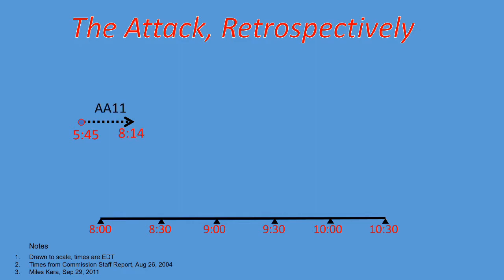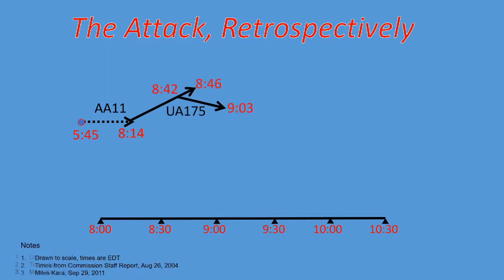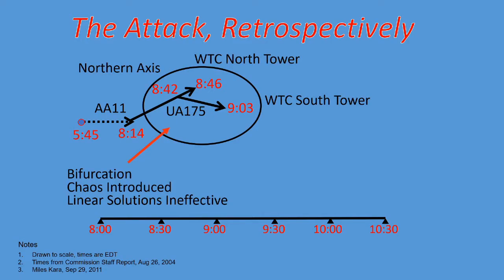The first indication came at Boston Center when it lost communication with American 11 as shown. The situation escalated quickly. United 175 was commandeered at 8:42. Shortly thereafter, American 11 flew into the World Trade Center North Tower. 17 minutes later, United 175 struck the South Tower. New York Center knew by 8:53 that it had multiple problems, as we discussed in earlier episodes. By 9:03, the Northern Axis attack was over, and chaos dominated the National Airspace System in the Northeast.